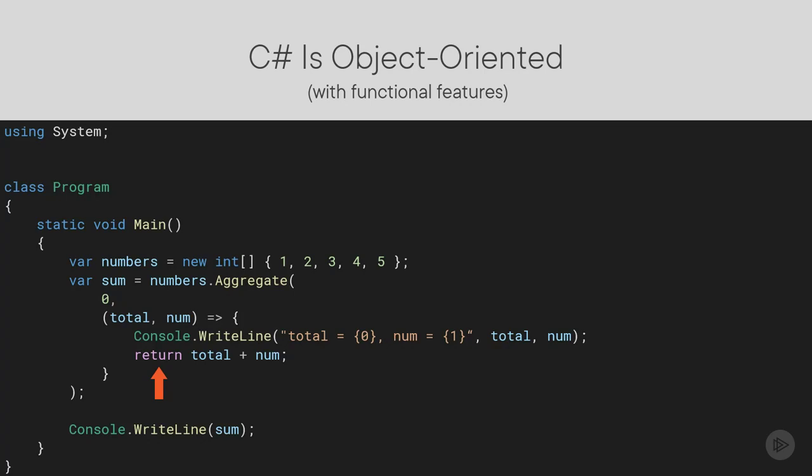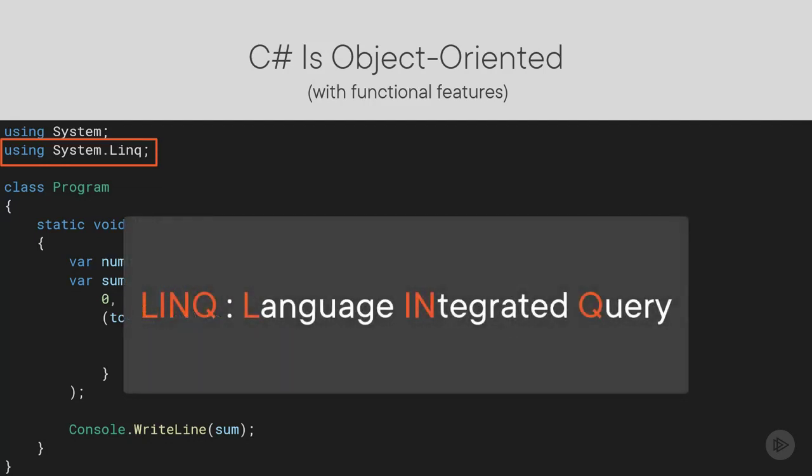Now, I'm glossing over quite a bit of detail here, but the Aggregate method shown here is actually defined in another namespace called System.Linq, where LINQ is actually an acronym that stands for Language Integrated Query. LINQ is beyond the scope of this course, but I'll include a reference at the end of this module to a course on LINQ that you can check out to learn more.